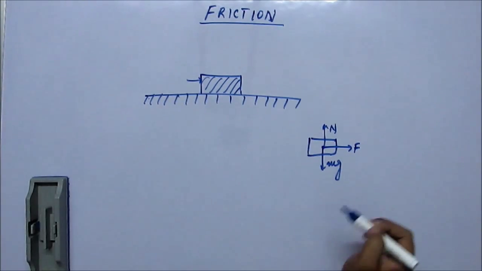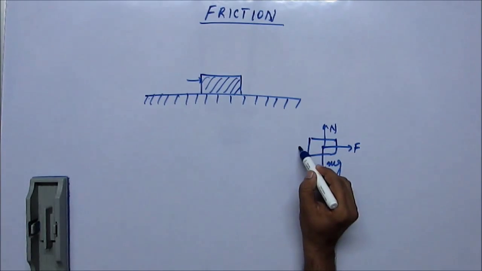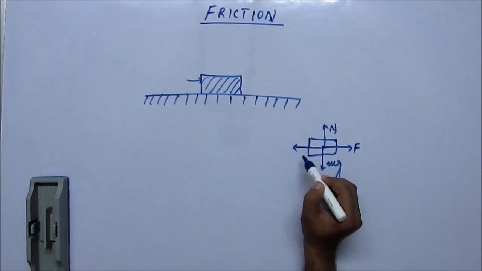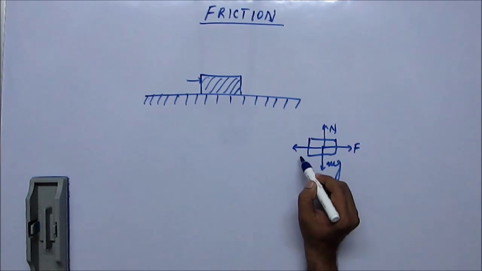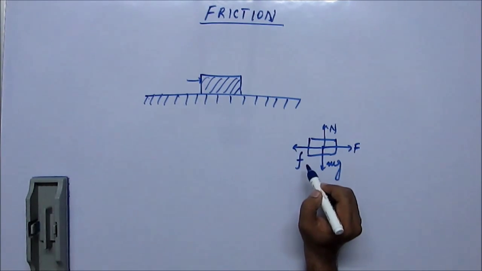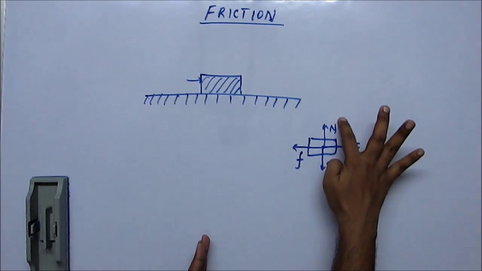Now, in horizontal direction, if it is not moving, then the force applied by you must be balanced by some other force in just the opposite direction. That force is called the friction force, which is acting between the surface of the ground and the lower surface of the block. It is the friction force that acts between two contacts parallel to the contact, and the force perpendicular to the contact is called normal reaction.